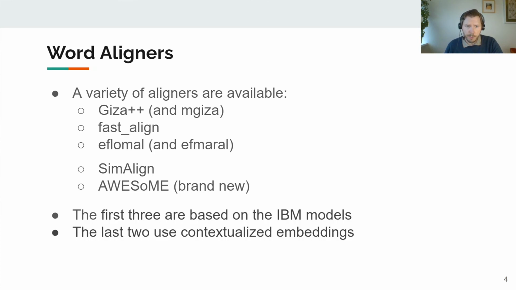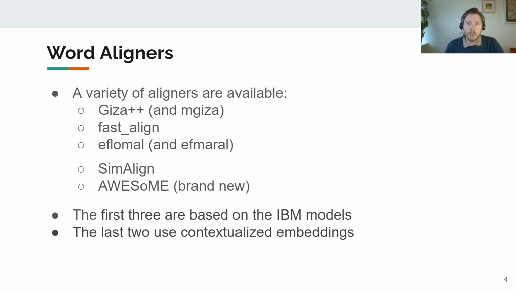And then there is FastAlign, also based on the IBM translation models. This one has become quite popular. It's a lot faster than GIZA++, and it can get similar and sometimes better results. The models by Robert Östling using a Bayesian extension to the IBM models are called Eflomal, efficient low memory aligner, and Efmaral, efficient Markov chain word alignment. And these are also quite good.